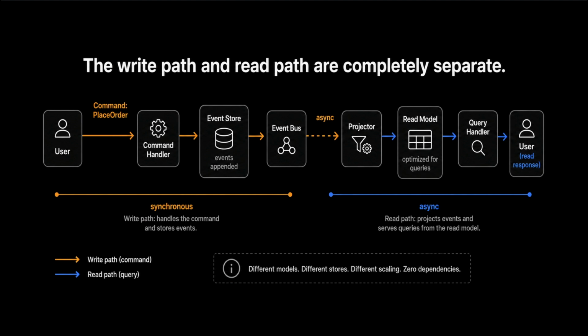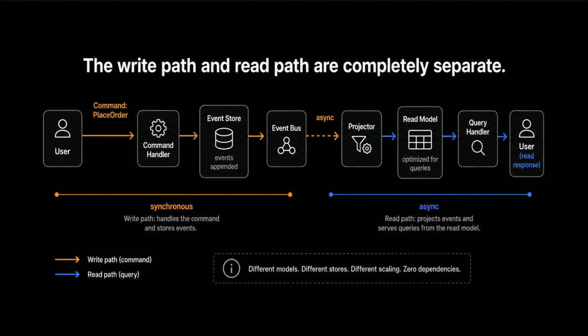The command handler validates it and writes events to the event source, and those events get published to the event bus. A projector picks them up and updates a read optimized view, maybe a denormalized summary table. When the user queries for their orders, they hit that particular read model directly. It's fast and it's pre-computed, so no joins are actually required. The write path and read path are completely independent, so you can scale them separately, optimize them separately, and even use different databases for each side.